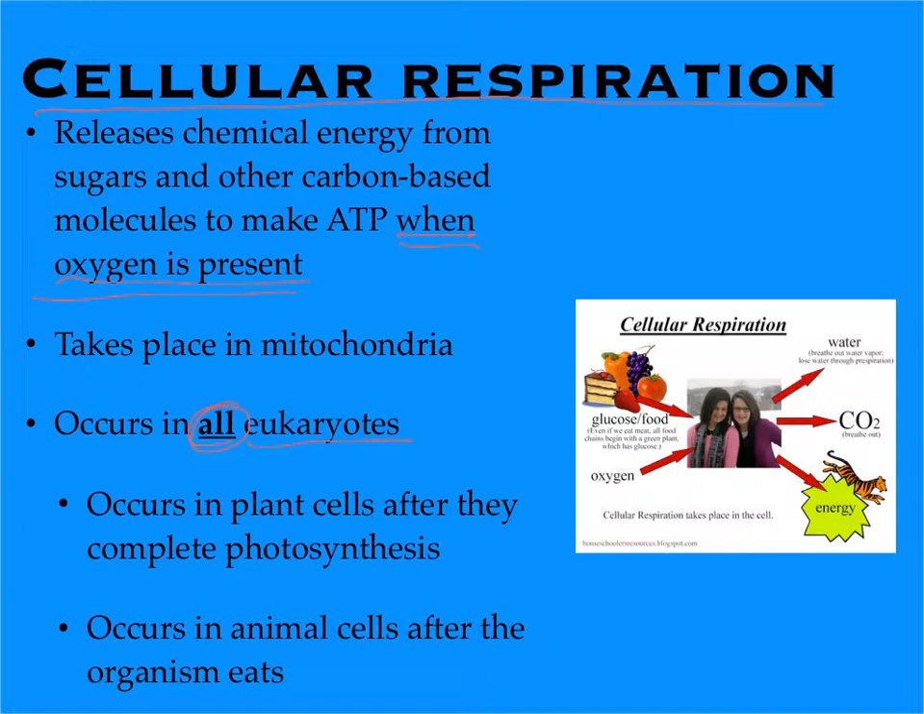Plant cells will use this after completing photosynthesis. They'll make sugars in photosynthesis, and they'll break down those sugars in cellular respiration to produce energy for all the processes they need energy for. Animal cells will carry out cellular respiration after the organism eats. We'll take in food, break down that food in the presence of oxygen, and use it for energy. And you'll breathe out CO2, and you'll also get rid of some water because that's part of the equation as well.